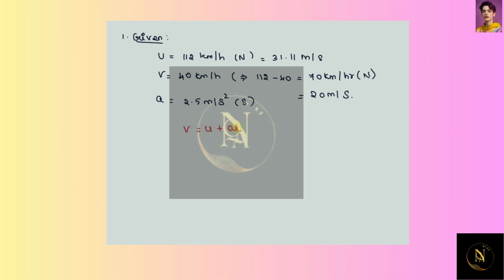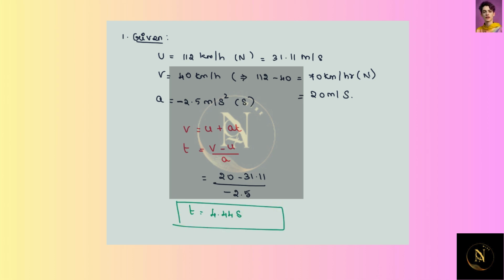plus at. Here we want to calculate t. So t is equal to v minus u by a. By plugging the values, here it is 20 minus 31.11 divided by acceleration. Here we can take negative of acceleration since the speed is decreasing, so minus 2.5. This gives the time period required is equal to 4.44 seconds.